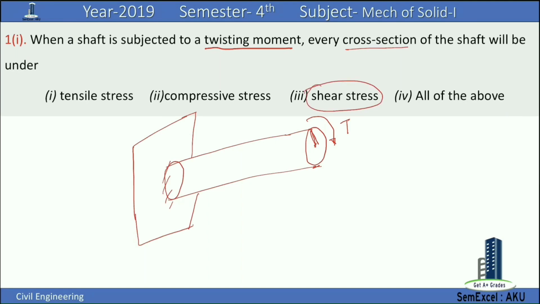If there is an axial load P, then this shaft will be under tensile stress. If the direction of the load is opposite, then there will be compressive stress. But if there is only a twisting moment, then we have shear stress. So the third option will be the correct option.